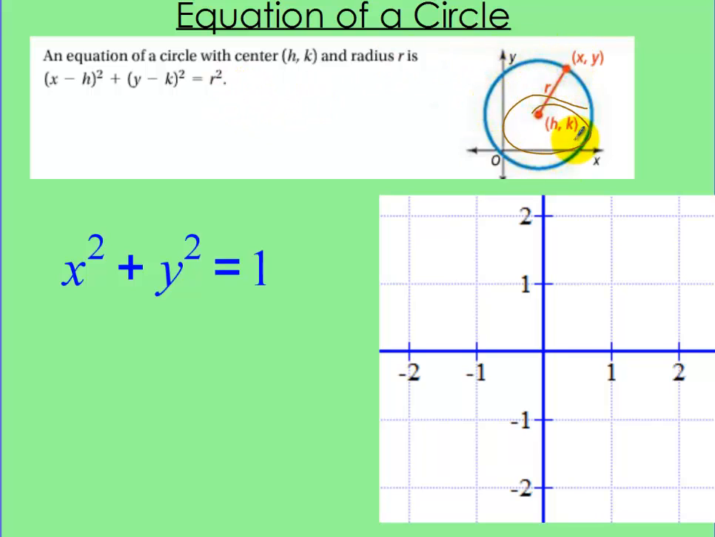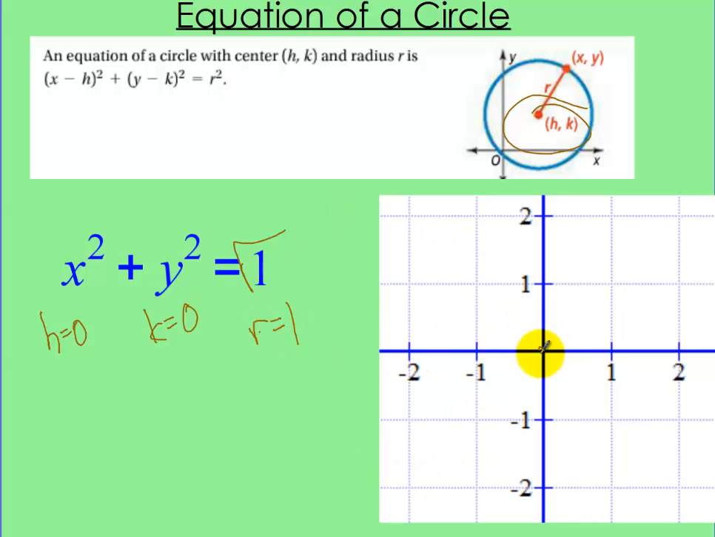So we can write an equation and we can actually put this on a coordinate grid, which is cool. Let's take this equation right here: x² + y² = 1. In this case, your h is going to equal 0, because there's nothing with the x. And your k is going to equal 0. And then your 1 is r squared, so the square root of 1. So your r is going to be 1.